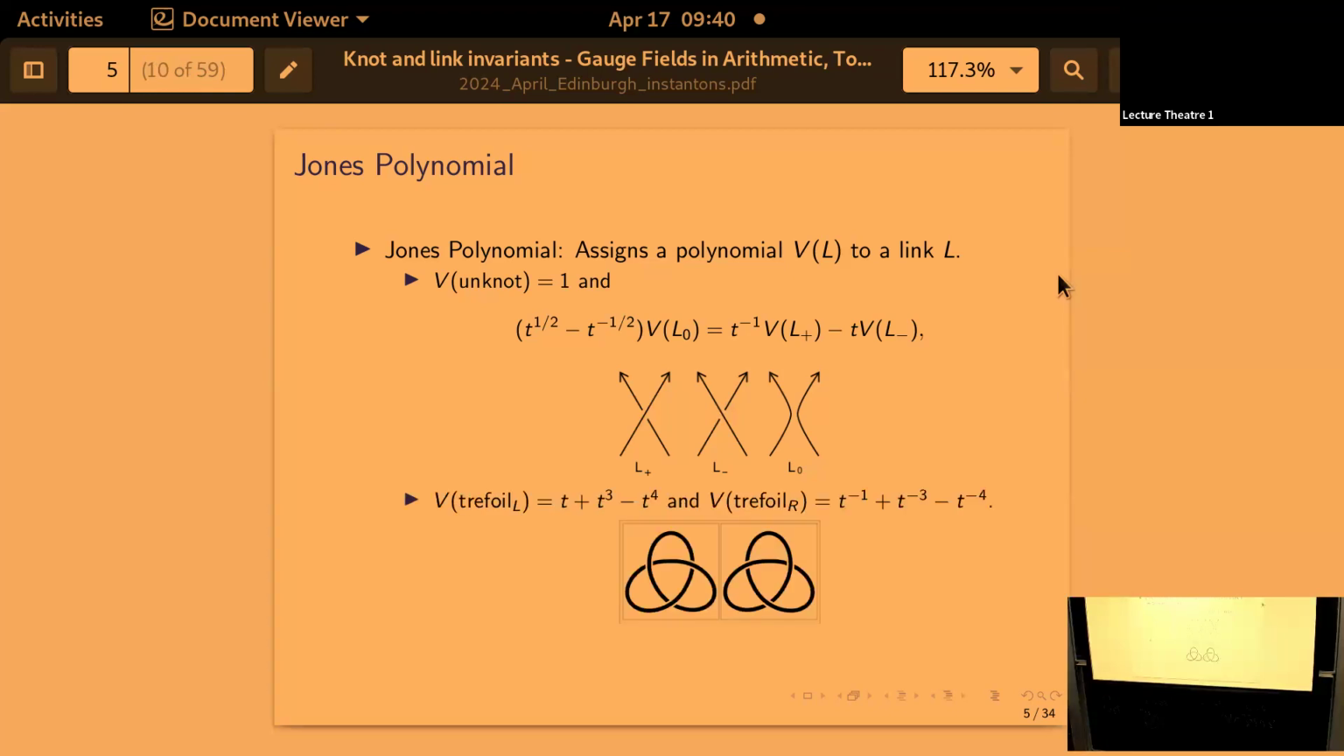So here are some examples. These are the Jones polynomials of the left-handed and right-handed trefoils. Part of what being complicated to define means is that it's not actually easy to see that this is an invariant, because I defined it based on a diagram, but it is an invariant. And from this, you can tell that the trefoils are not the same as the unknot.